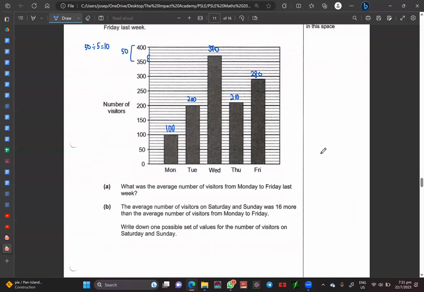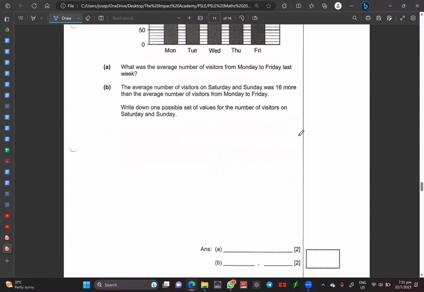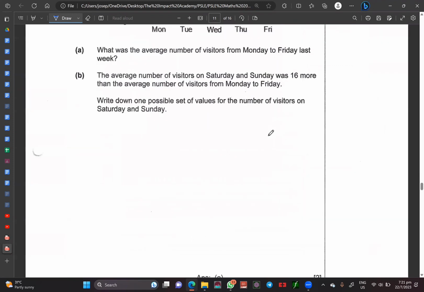Now for part A, I will not cover because A is very simple. They will just want you to find the average. So I believe this is something that you should be able to do. For A itself, the answer is 234. I believe most of you, or in fact all of you here, can find that part.